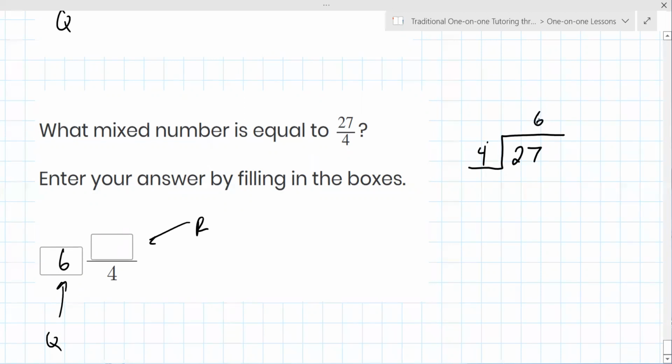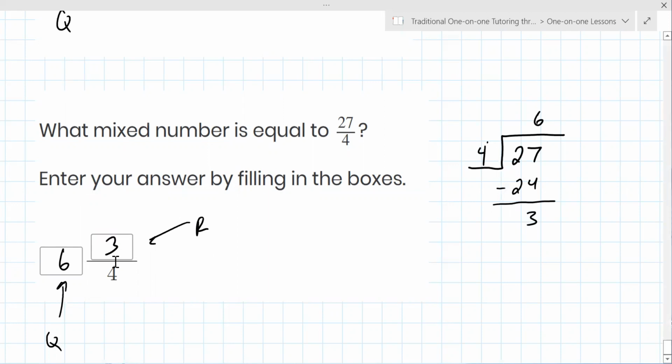6. What is 6 times 4? I can't see it. 6 times 4. Are you not able to see my screen? Can you get back to where you can see the screen? Okay, 24. When you subtract these, what is the result? Three. Good. Okay.